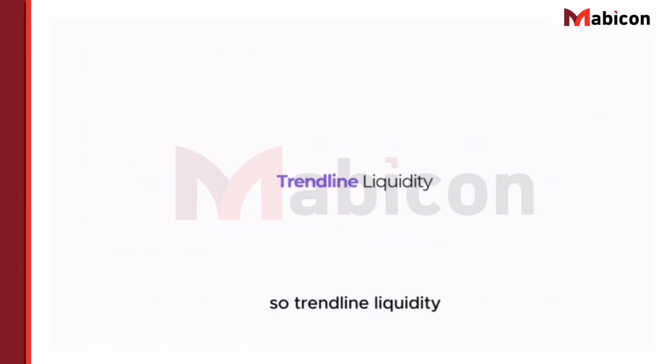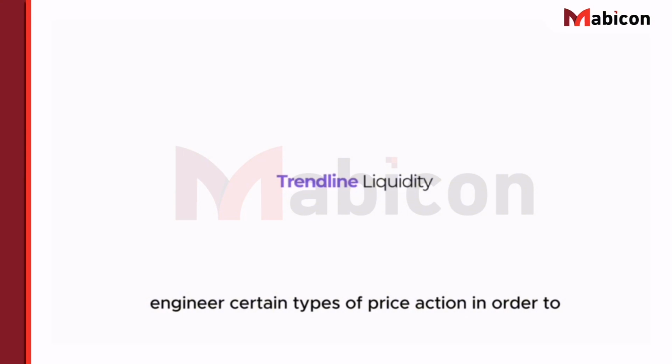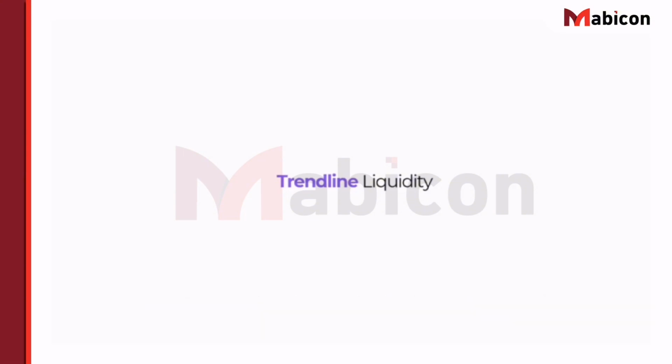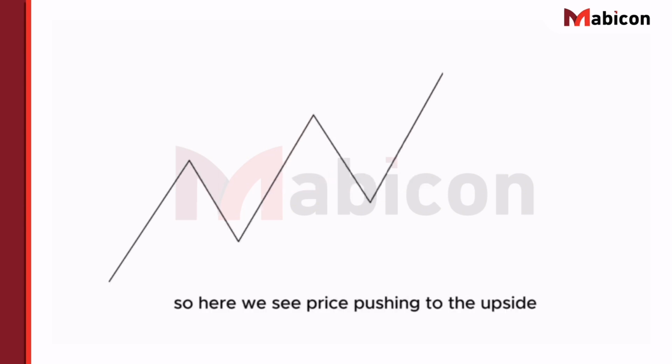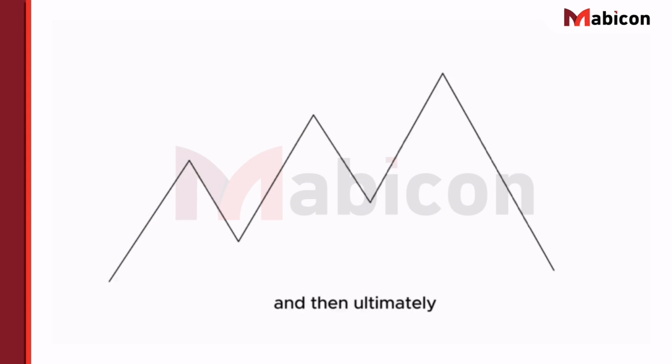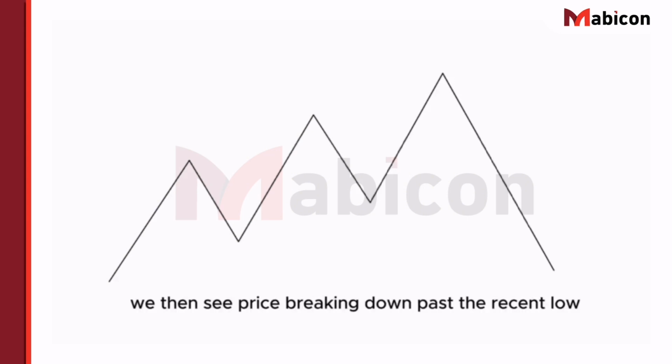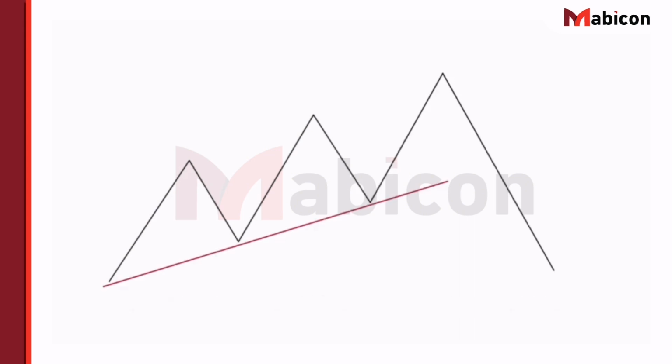So, trendline liquidity. The big players in the markets will often engineer certain types of price action in order to encourage traders into the markets. So let's have a look at trend lines. Here we see price pushing to the upside, and then ultimately we see price breaking down past the recent low. Here is our trend line. Here we can see we've got 1, 2 touches on this trend line.